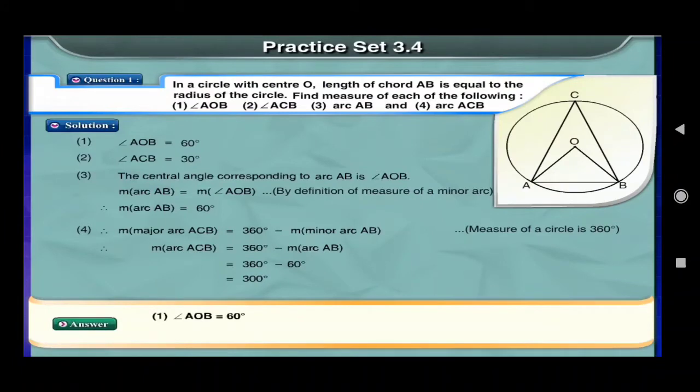Answer. 1. Angle AOB is equal to 60 degree. 2. Angle ACB is equal to 30 degree. 3. Measure of arc AB is equal to 60 degree. 4. Measure of arc ACB is equal to 300 degree.